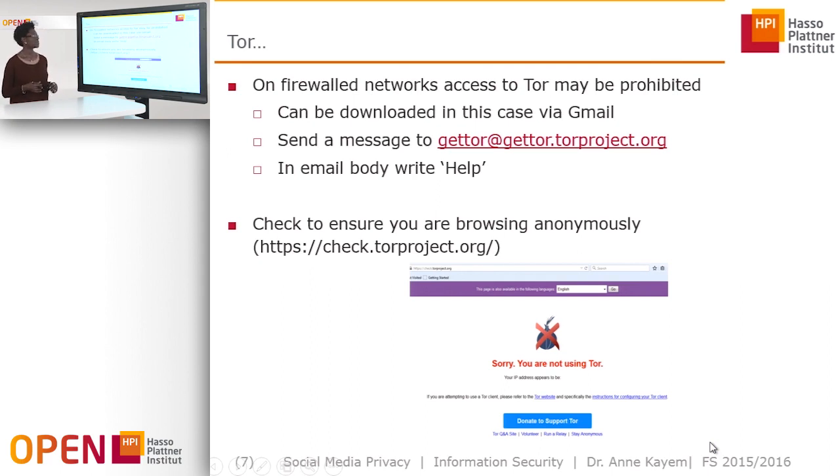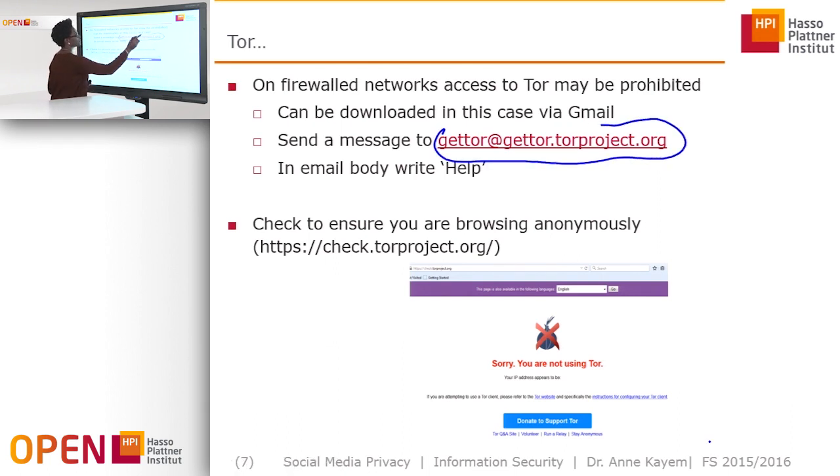On firewalled networks, as I talked about just a moment ago, you might not be able to configure Tor to work on these networks. What you can do is download it via Gmail. So what you want to do is send a message to these guys, and they have this information also on the website that I just spoke about. In the email body, just write help and then explain what you need if you want to. And then they will send you a link to allow you to download and install Tor.